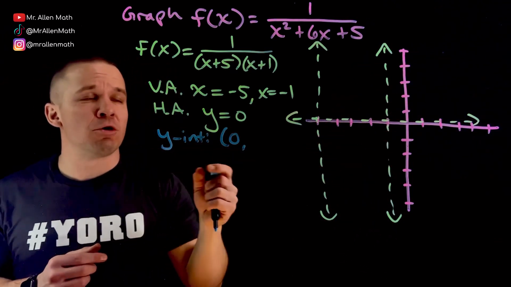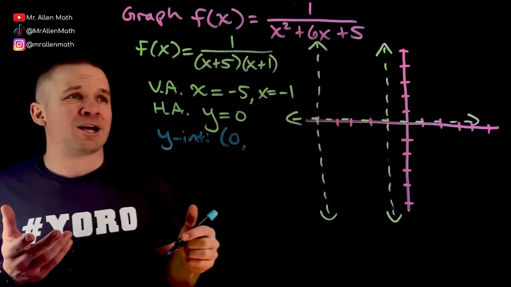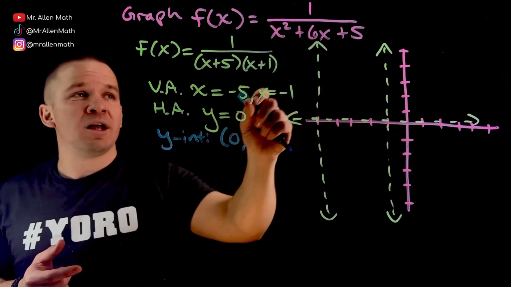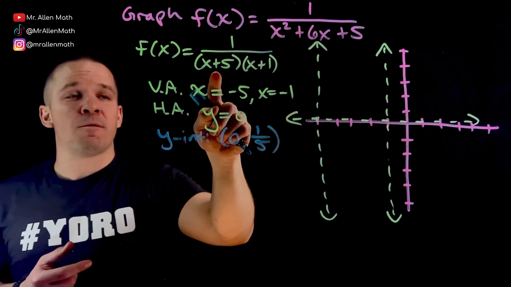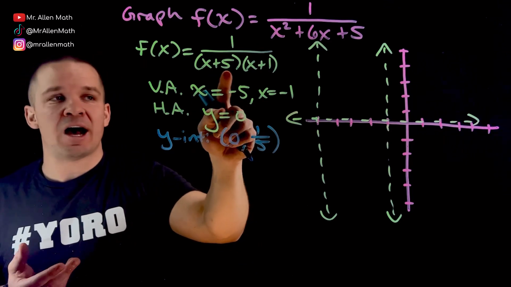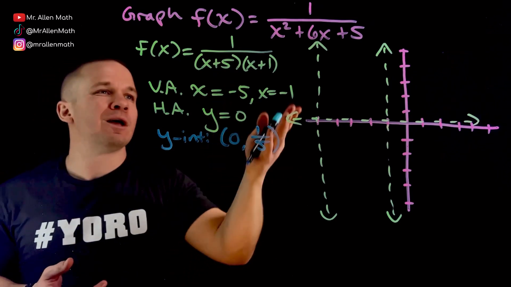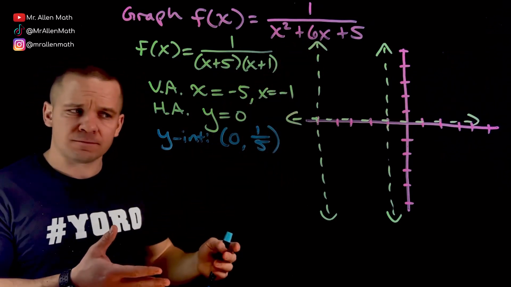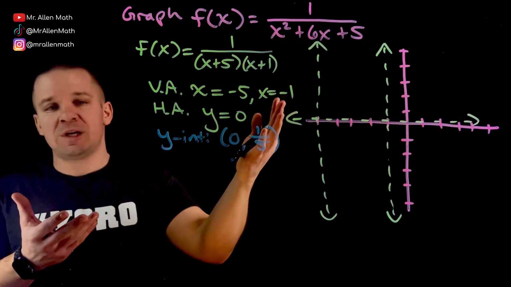So if I plug in 0 for x, I can do that either in the factored form or in the original form. Actually, I think the original form is going to be easier here. 0, 0, and I'm left with 5, so it's going to be 1/5. If I did that in the factored form, I'd get 0 plus 5 is 5, 0 plus 1 is 1, 5 times 1 is 5, 1 over 5. But again, it was easier in the original. Just like with polynomials, it was always easier to find your y-intercept when it was in standard form. Same kind of thing goes here.